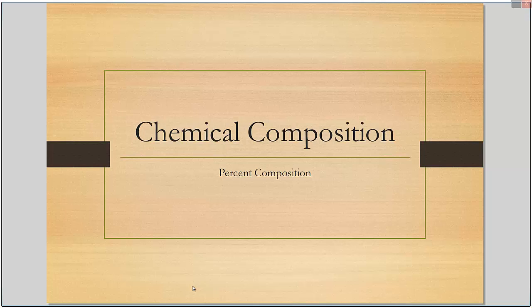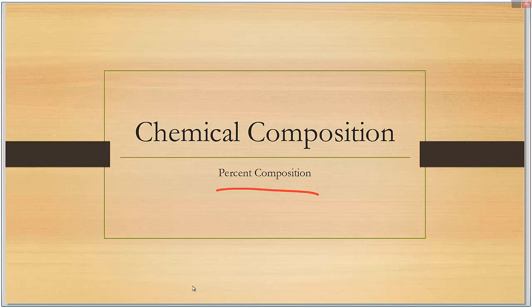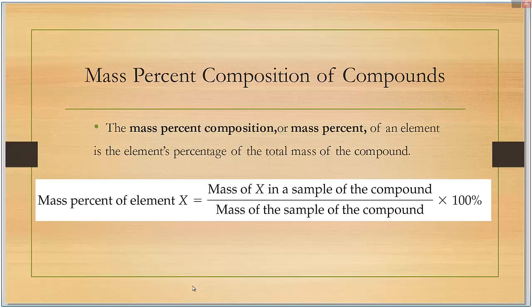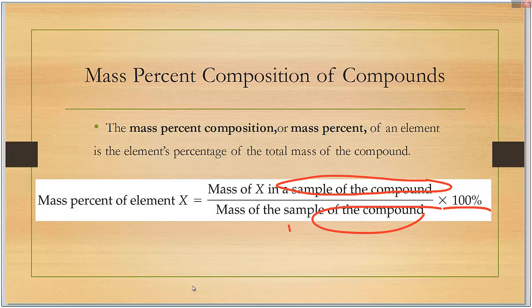In this tutorial, we will be discussing percent composition. This is also known as the mass percent composition. It's the element's percentage of the total mass of the compound. So here we're taking the mass of a sample compound, mass of one element of the compound, over the entire compound times 100.